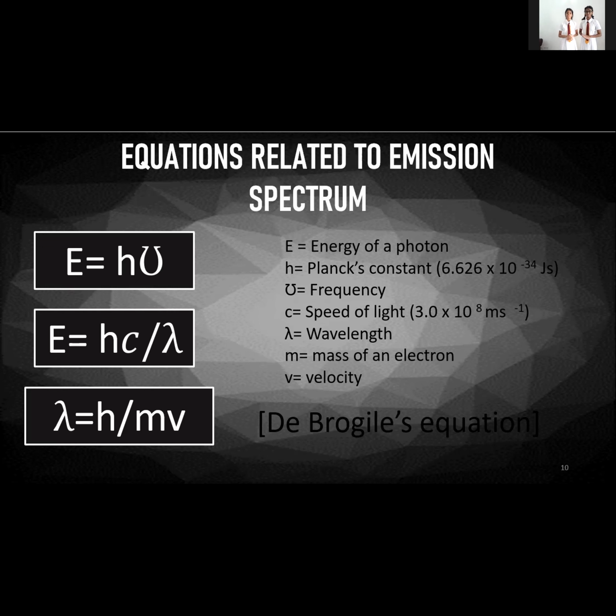Oh, that's so amazing. As you can see, we can derive lots of information from the spectrum, in chemistry and also in real life. Now, moving on to our next topic, electronic configuration. Kavinder and Ishira will be giving a brief introduction about electronic configuration.